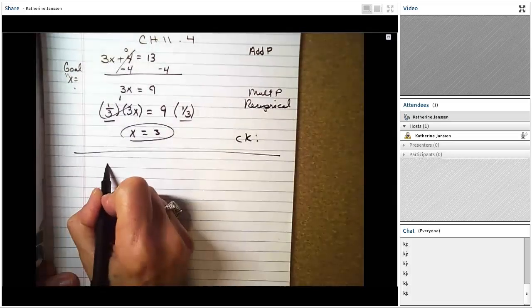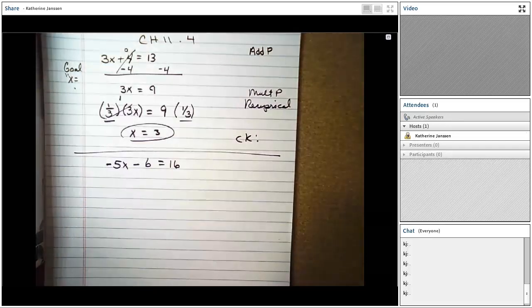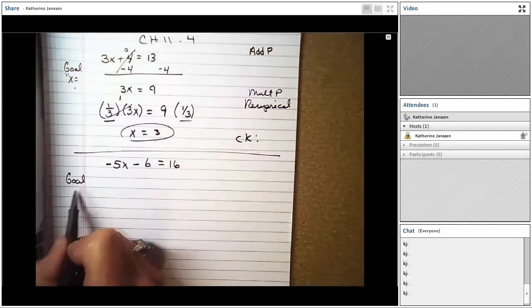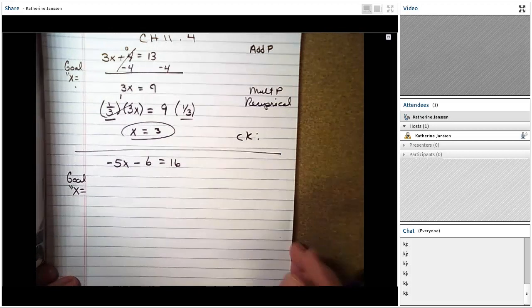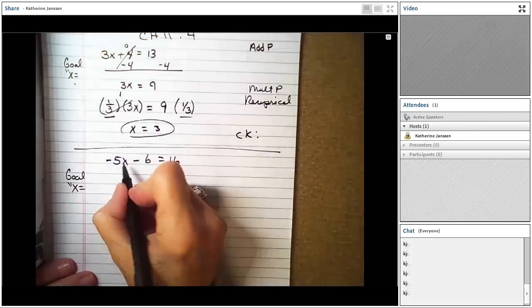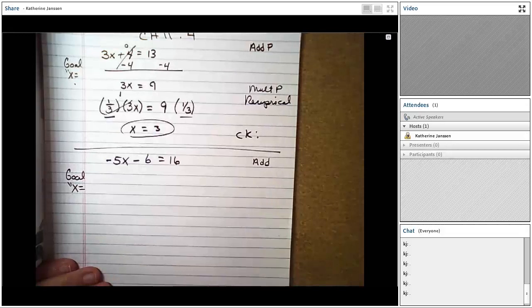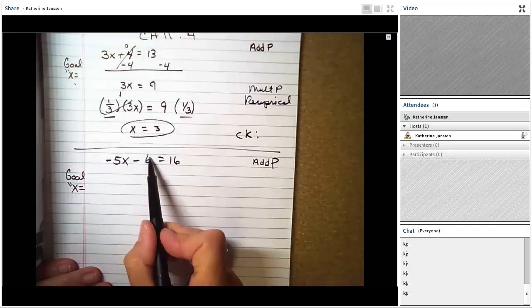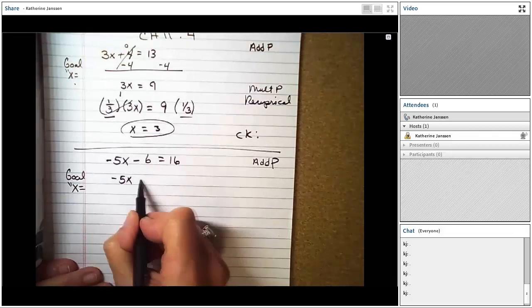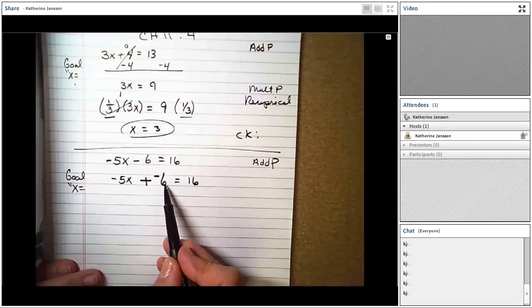Next, we are to solve negative 5x minus 6 equals 16. My goal is to solve for x equals. I'll need to isolate the x term first. So I'm going to use the addition principle first. And I need to add the opposite, but I'm not sure what the opposite is yet. Change subtraction to addition and add the opposite. And now I know that I want to add the opposite of negative 6.